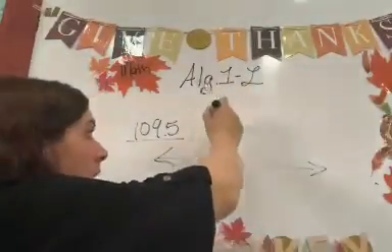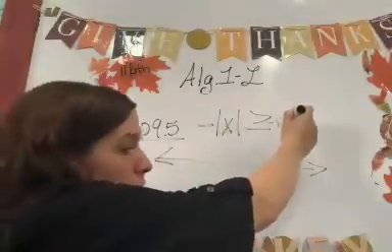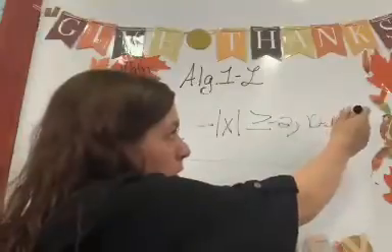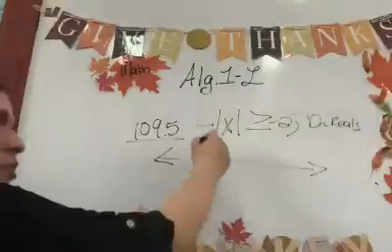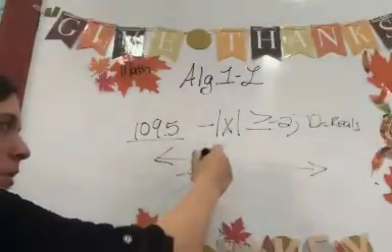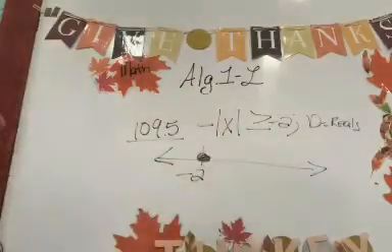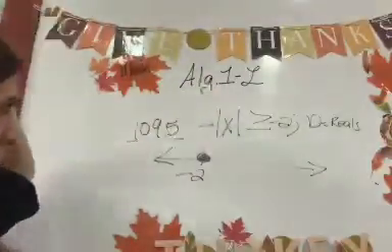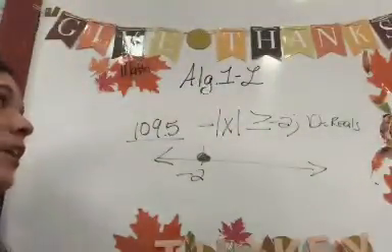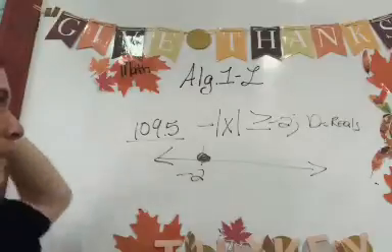Okay, negative absolute value of x is greater than or equal to 2. The domain is real numbers. And this is the one that's going to hurt our head. Because now look, we have our negative 2 right here, right? We're going to put a circle there because that's what the equal sign means. Then the absolute value of x, and then take the negative of that, is going to give you greater than or equal to negative 2.